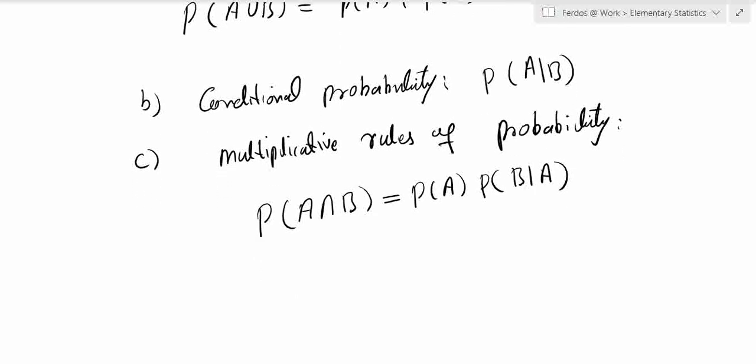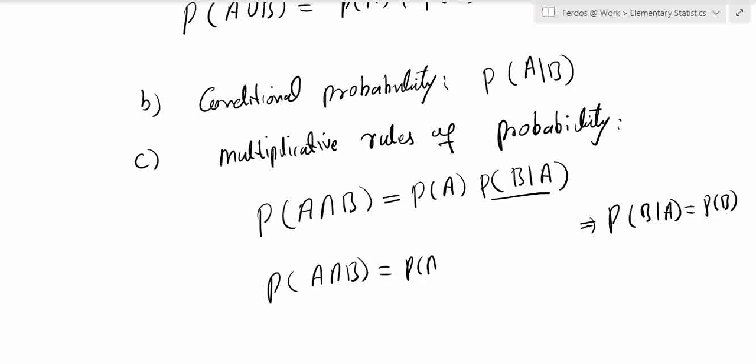Remember that if these two events are independent, then probability of B given A is equal to probability of B, because B does not depend on A. In that case, probability of A intersection B is equal to probability of A times probability of B. So this is in case of independent events, and the earlier formula is in case of dependent events.